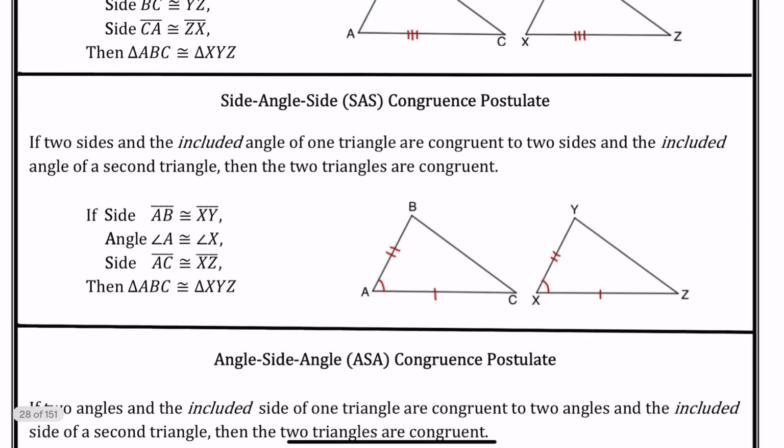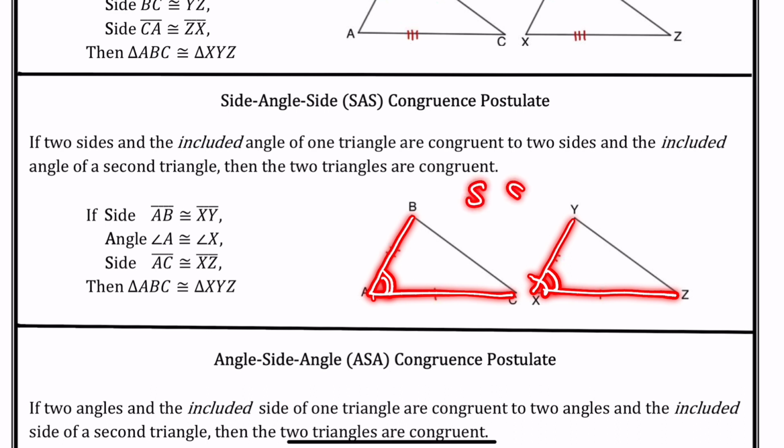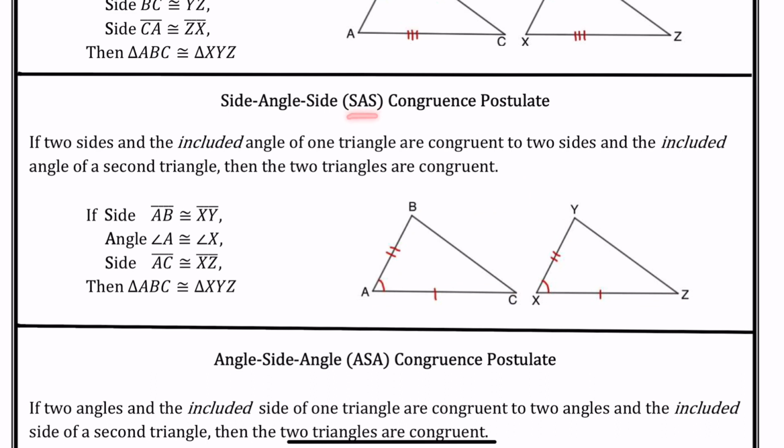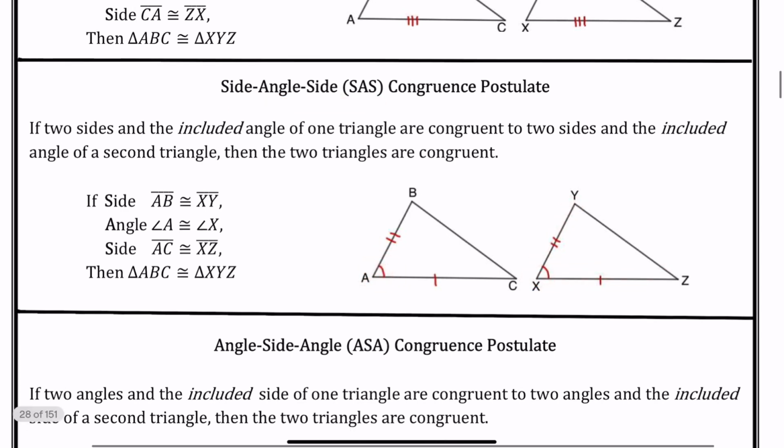Our next one is the side-angle-side congruence postulate. If two sides and the included angle of one triangle are congruent to two sides and the included angle of a second triangle, then the two triangles are congruent. So for example, I have this side is the same as this side, and this side is the same as this side, and the angle in between are the same. So we have two sides and an angle in between. So make sure that if it's side-angle-side, that angle is right between the two sides that are congruent. And this is the side-angle-side congruence postulate.